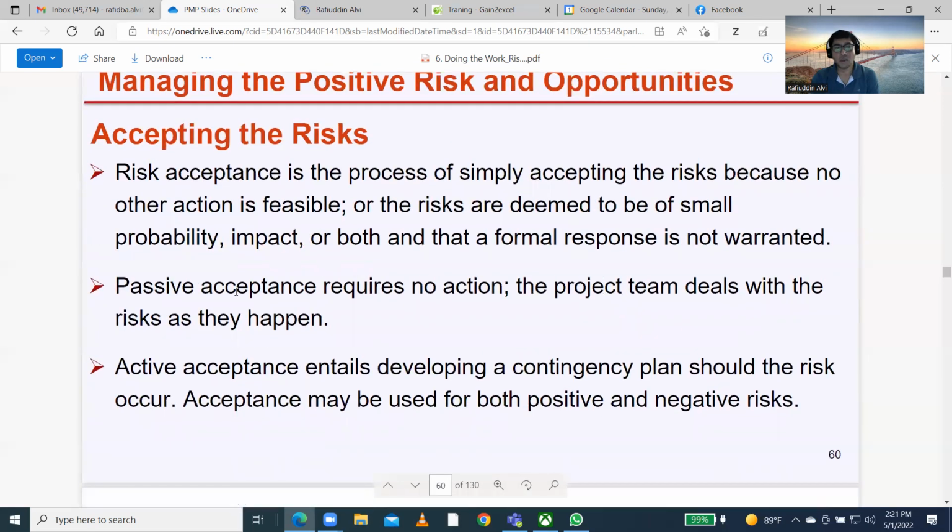In accepting the risk, you have passive and active acceptance. Passive means there is no action performed at your end. Active means if it occurs, I have a contingency plan and I will follow the contingency plan. So acceptance may be used for both positive and negative risk. That is coming in both categories.